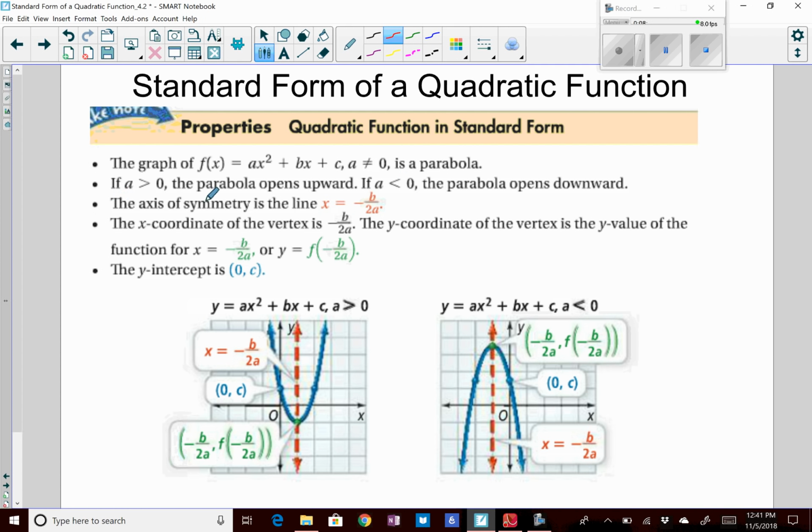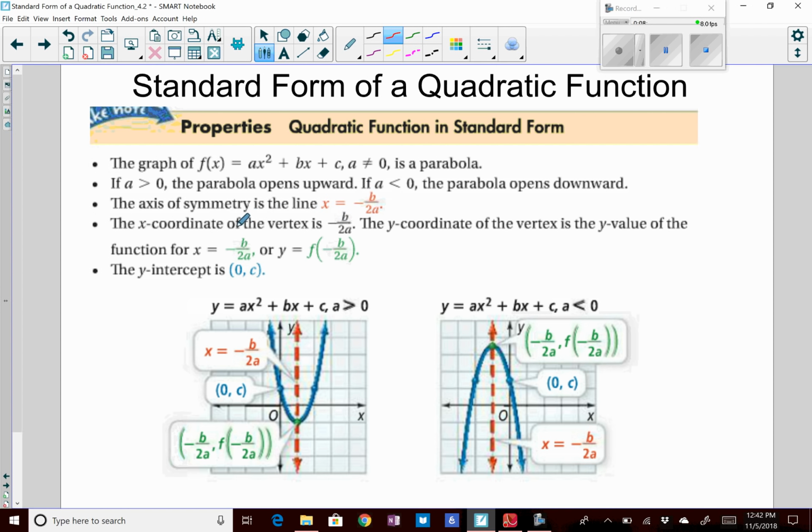Here they're showing us the axis of symmetry is x equals negative b over 2a. We use this if we want to find the vertex algebraically. So it's a little equation that you're going to want to remember. We're going to use this when we graph quadratic functions. So this is the equation for the axis of symmetry. Negative b over 2a itself is the x coordinate of the vertex.